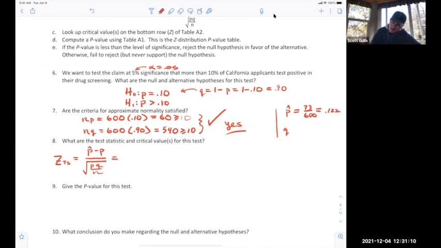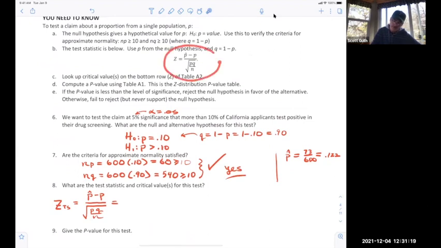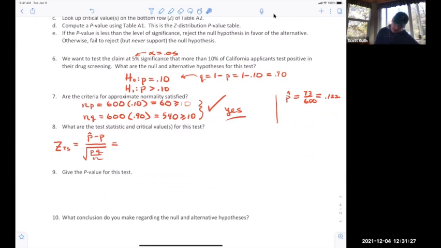And of course, q hat will be the complement. Oh, wait, there's no q hat in the formula on this one, so we can skip that. If you look at the test statistic up here, it does have a Q, but not a q hat down in the bottom, so I won't worry about that. Okay, so then we're ready to go with the computation. So the p hat is 0.122 minus P, which is 10%, over the square root, we're going to do this PQ. So I'm going to do 0.10 times 0.90 over N. The N was 600. All of that in a big square root.